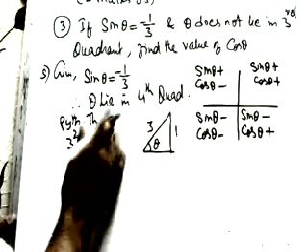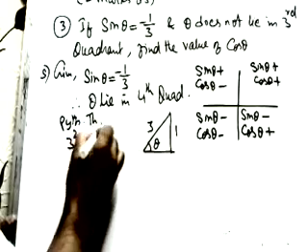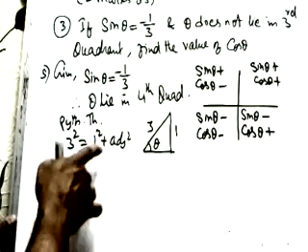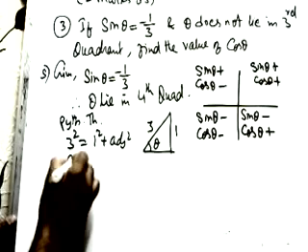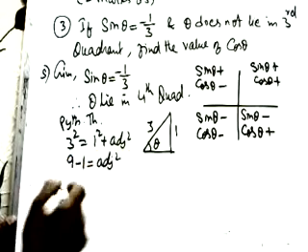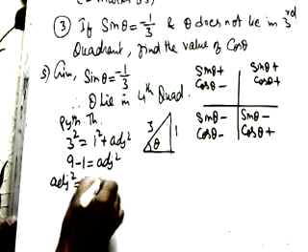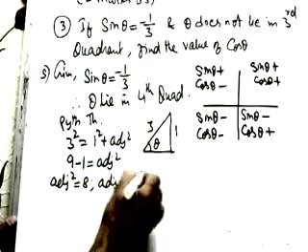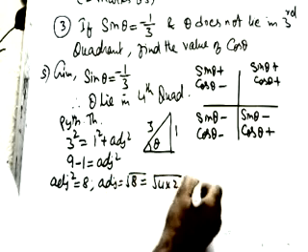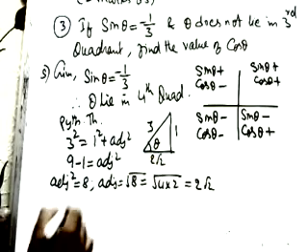Pythagoras theorem: hypotenuse square equals opposite square plus adjacent square. We have opposite as 1, and we don't know adjacent. Bring this one here: 3 square is 9, minus 1 equals adjacent square. 9 minus 1 is 8, so adjacent square equals 8, so adjacent will be root of 8. Root of 8 can be written as root of 4 into 2. Root 4 is 2, so this will be 2 root 2.